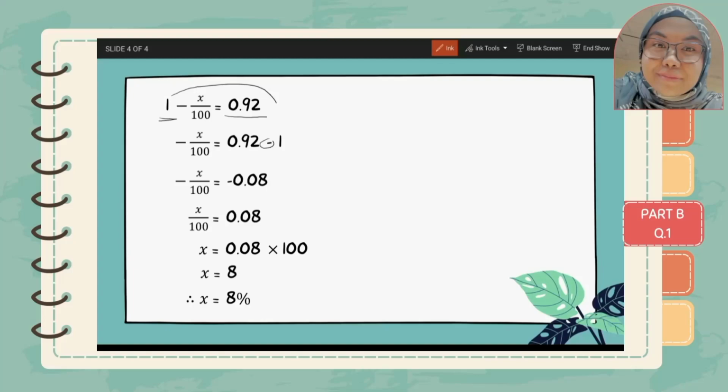So both sides have negative, so we can remove it and make it positive. So it will make x over 100 equals 0.08. So x equals 0.08 times 100, and x will be 8. But for this question it is percent, so it will be 8%, where x equals 8%.